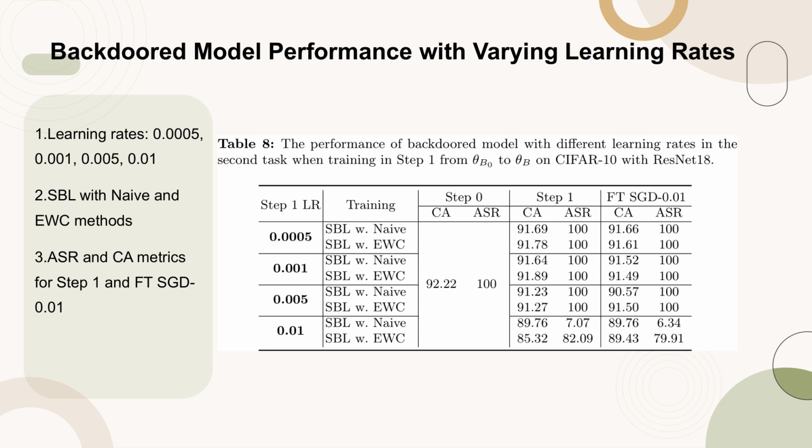The data reveals that smaller learning rates in Step 1 allowed the backdoored model to effectively bypass fine-tuning defenses, whereas larger learning rates lead to a significant drop in ASR, akin to fine-tuning defense outcomes. EWC remains effective in preventing backdoor forgetting but at the expense of clean performance.